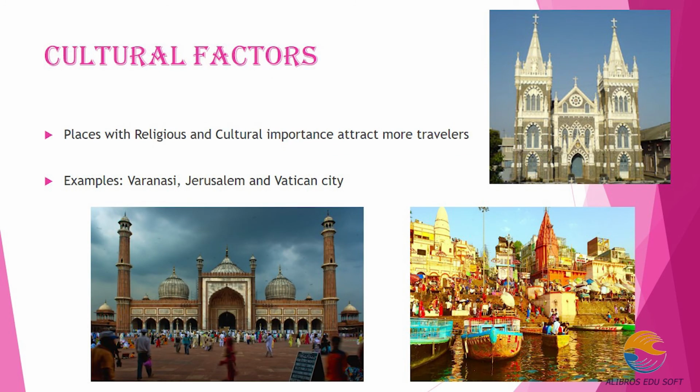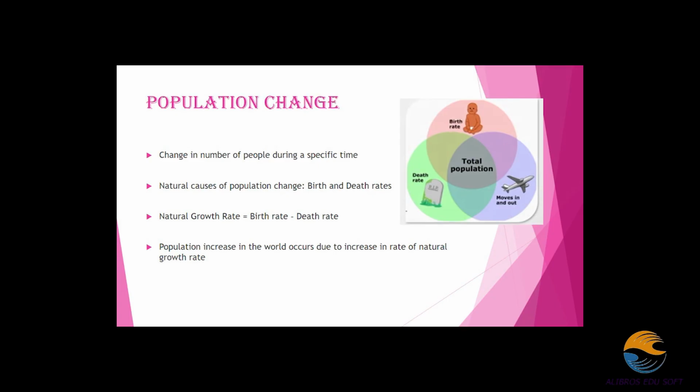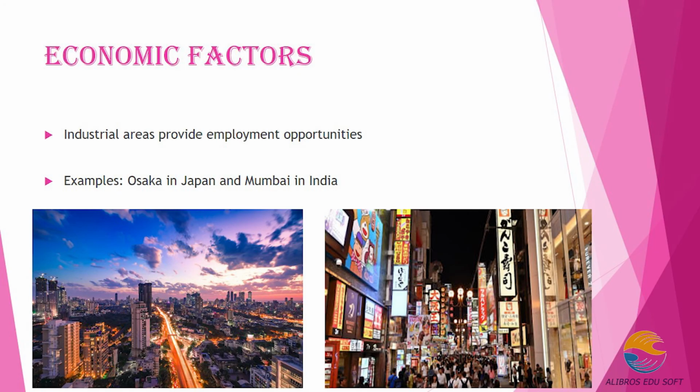Next is cultural factors. Places with religious or cultural significance attract more people. People from different areas come to these places for tourism, worship, etc. Examples of such places are Varanasi, Jerusalem and Vatican City. I will show the pictures of these places here.